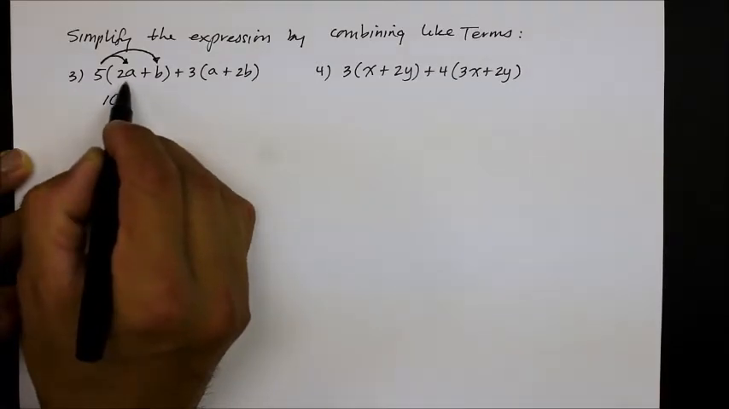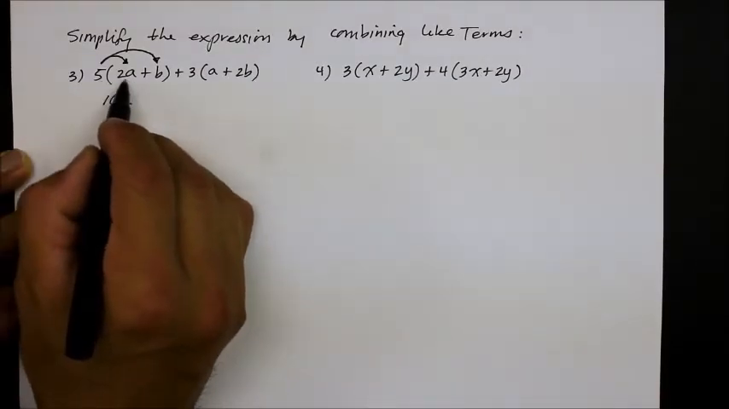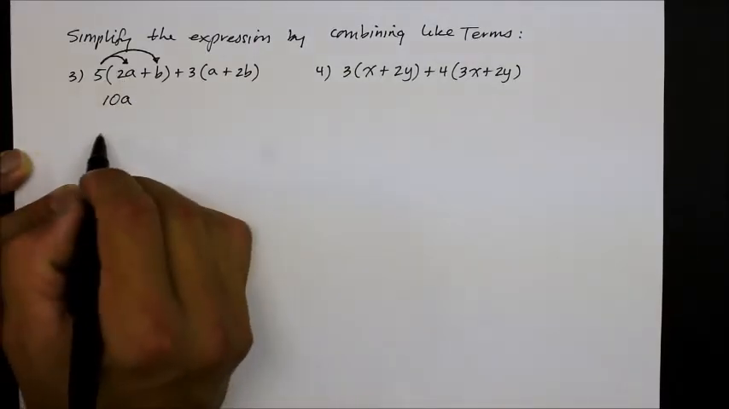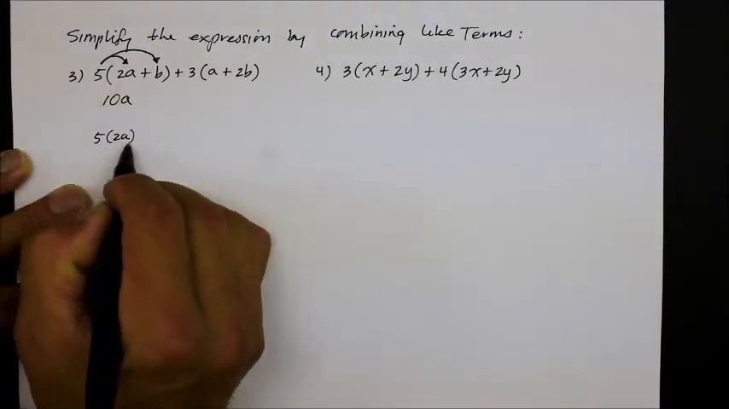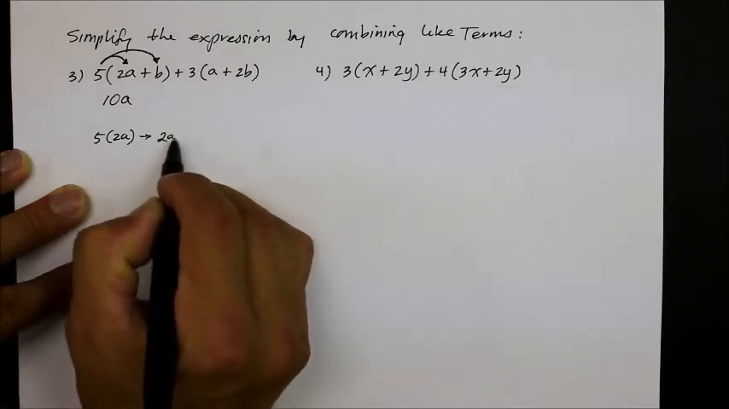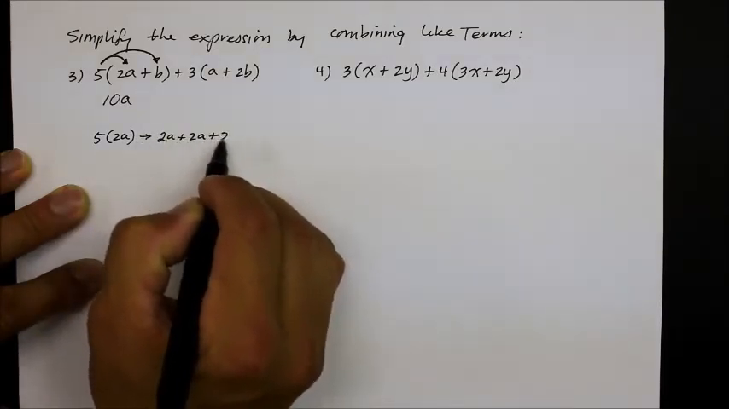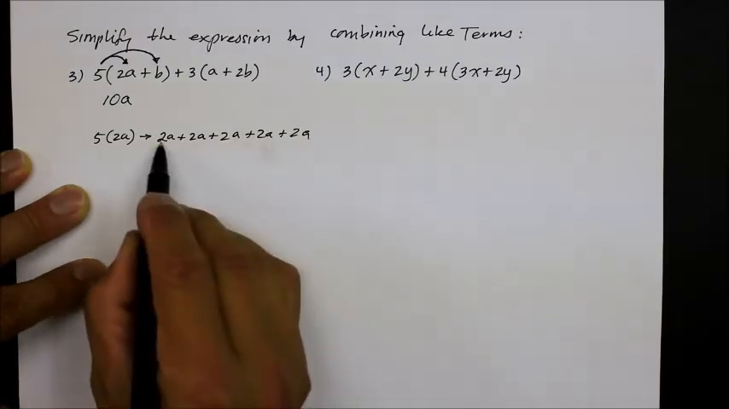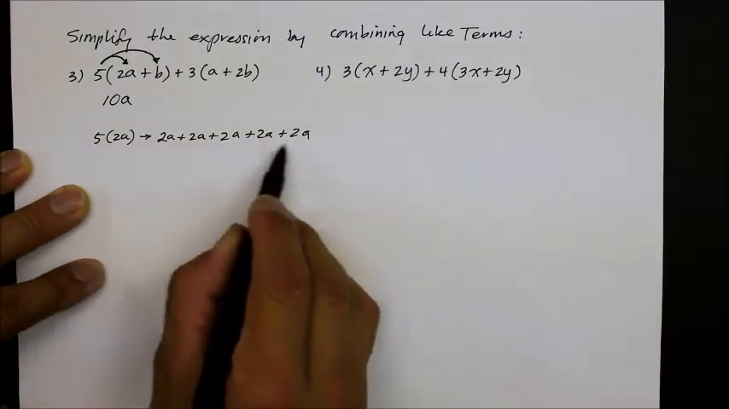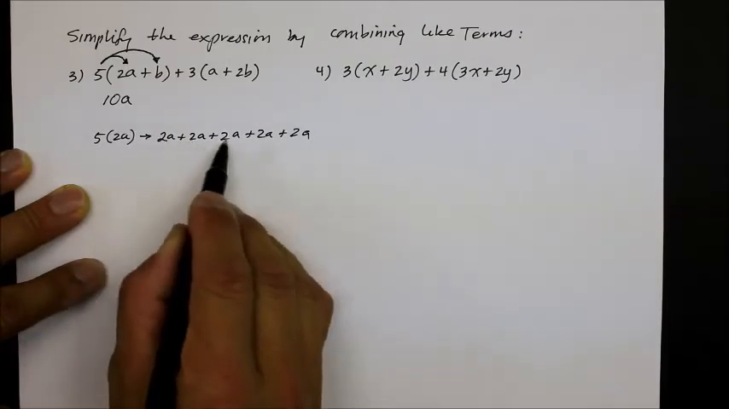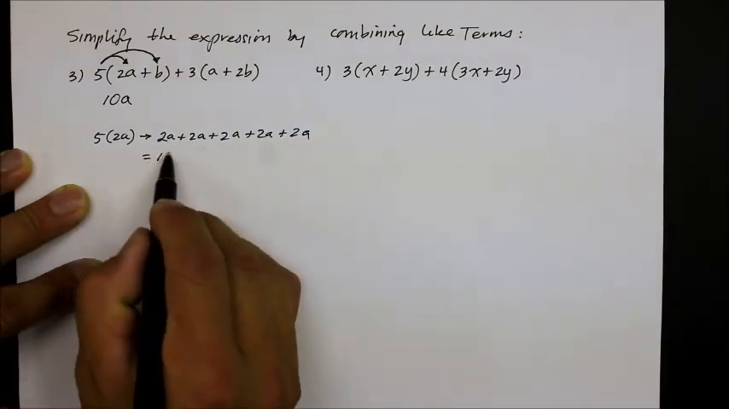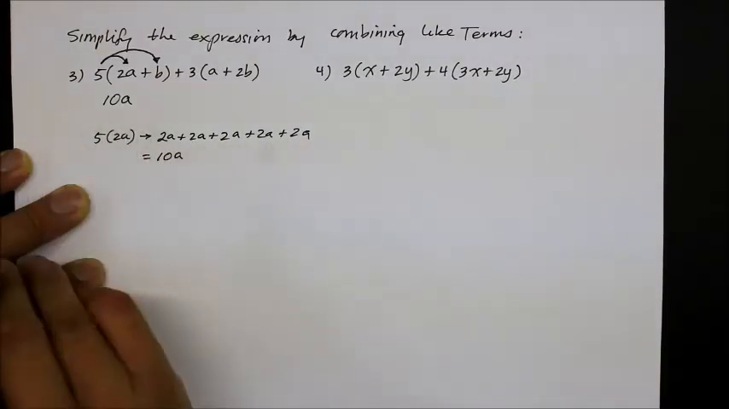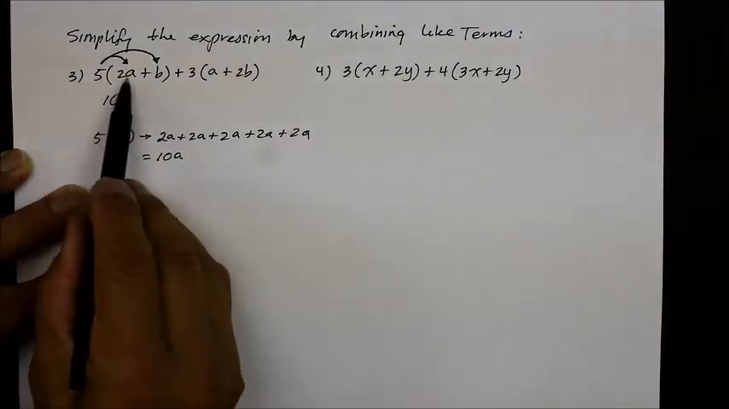Some kids always ask me, why is that? Well, this is like saying take the 2a and add 5 of them. So 5 times 2a is kind of like saying 2a plus 2a plus 2a plus 2a plus 2a. How many 2a's do I have? There's a total of 5 2a's. So 2, 4, 6, 8, 10. They become a total of 10a. And that's what that means when you multiply a variable term.